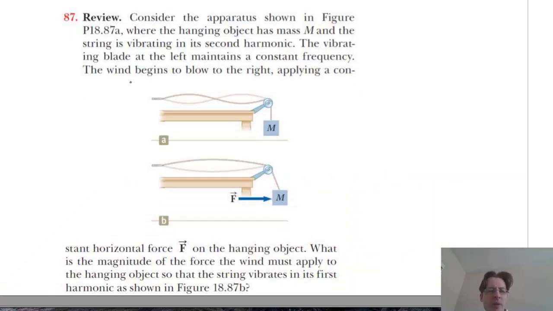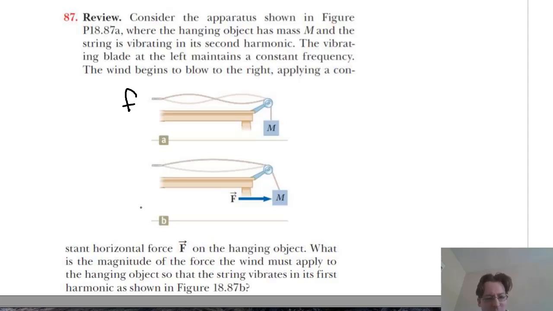In this problem, we have an oscillator on the left side. They call it a vibrating blade. It's vibrating at some frequency such that it sets the string into its second harmonic. There's a certain weight hanging from the string that provides the tension.